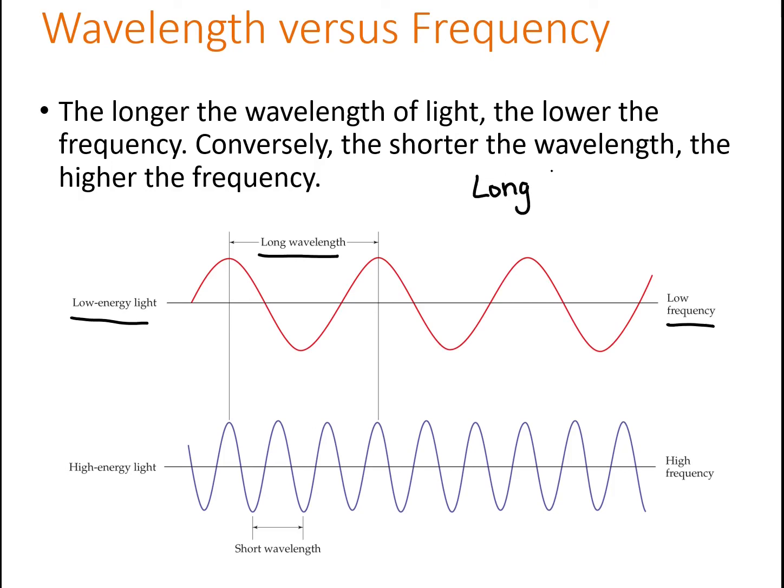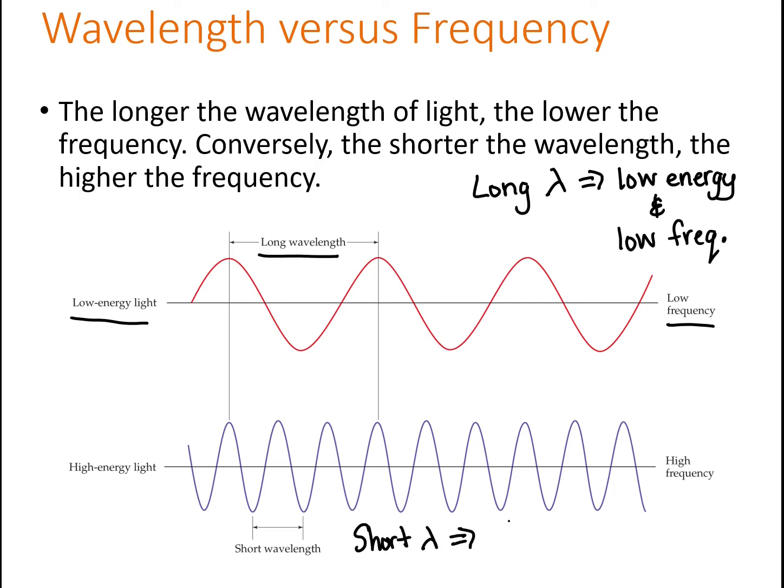So long wavelength means low energy and low frequency. If you have a short wavelength, you're going to have high energy and high frequency. Now this is relative, of course, because there are different wavelengths of light, but whichever one is longer will have lower energy and a lower frequency.